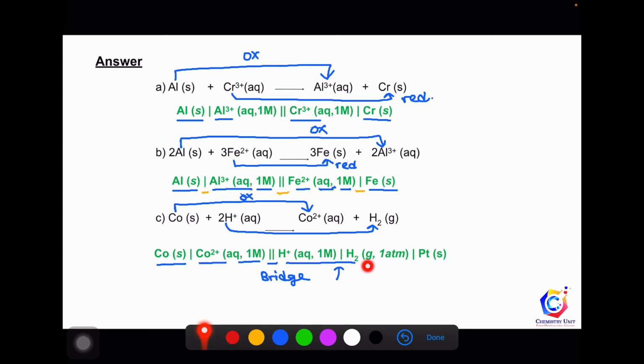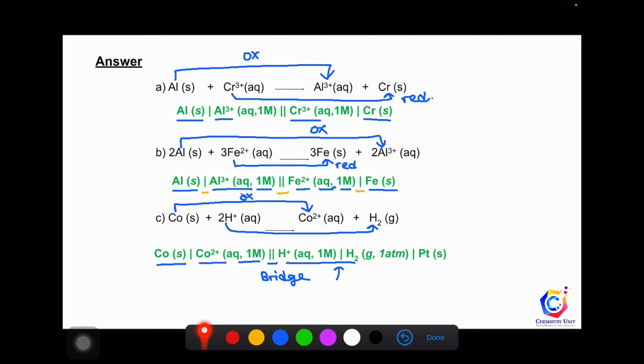So, here you must take note that hydrogen gas at standard condition would have a pressure of 1 atmosphere. Please include that in your cell notation as well. The electrode that is used for cathode would be a platinum electrode. So, make sure to use a straight line in between the hydrogen gas and the platinum electrode, which is solid.